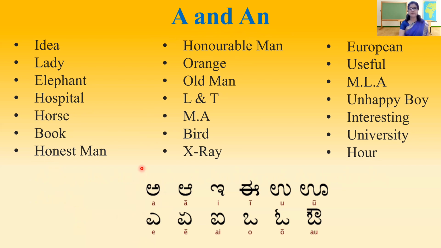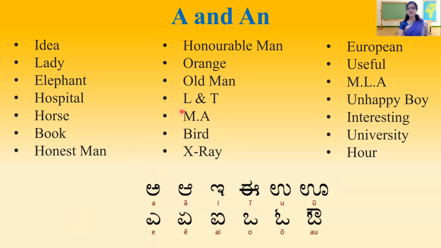So in the same way, honorable man. Honorable, even though H is a consonant letter, we are pronouncing it with a vowel sound. Honorable man means he is an honorable man. Orange, O is a vowel letter and it gives you vowel sound. Old man, O is a vowel letter and it gives you vowel sound O. In Kannada, you can find here O, old man.